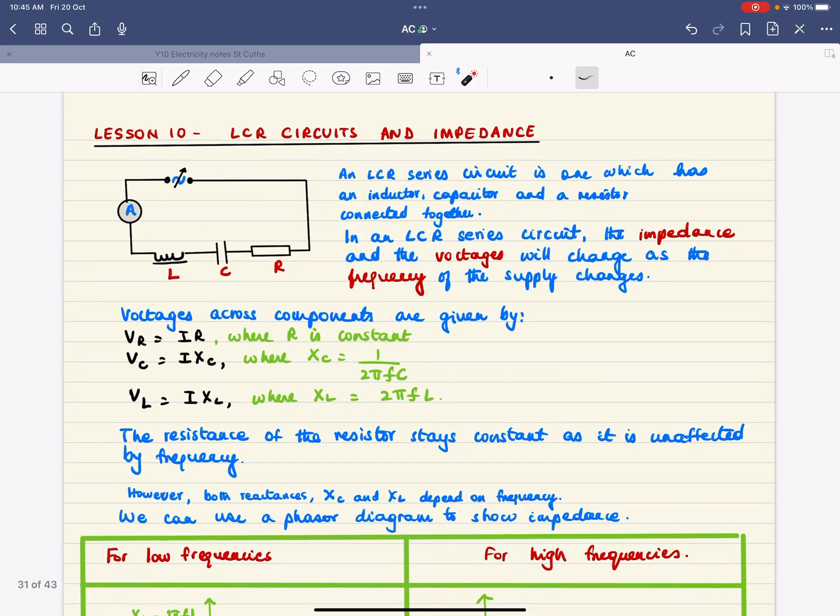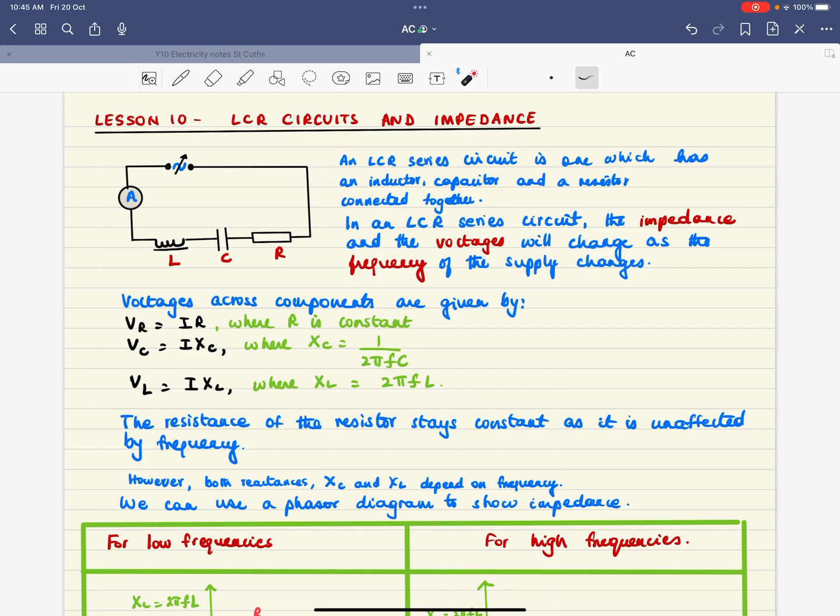Now, how do you get the voltage across the components? So VR is IR, where R is a constant. VC is IXC, where XC is 1 over 2πfC. So the XC can change if the f, or the frequency, changes. And VL, which is the voltage across the inductor, is IXL, and XL is 2πfL. So if the frequency increases, XL will increase. Now the resistance of the resistor stays constant because it's unaffected by frequency. However, both reactances XC and XL depend on frequency.